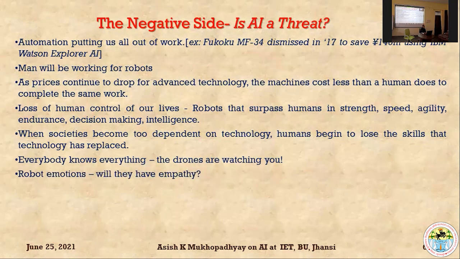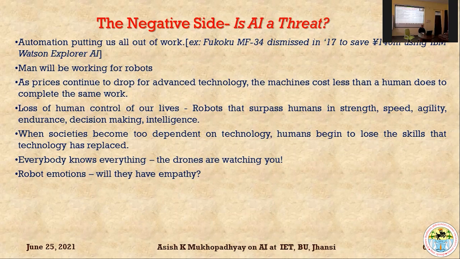Robot emotion: will they have empathy? What is empathy? Do you know what empathy is? Exactly. Unless I have feeling for others, like being sad when someone is in sorrow and happy when someone is in happiness, this is empathy. But would a robot have emotion? If ordered to shoot me, it will not feel my pain, it will just do its job, the order was to shoot, it will shoot. But if it is a human being, there will be the thought: should I shoot? Maybe somebody is ordering me, but is it ethical for me to shoot? So machines may not contain such emotions.